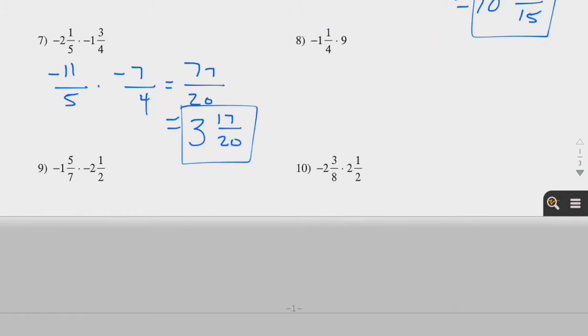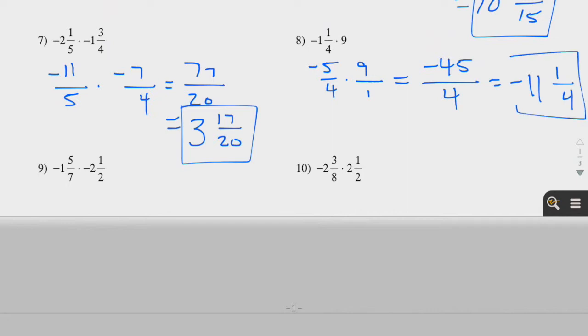Number 8. -1 1/4 times 9. So we do 4 times 1 is 4, plus 1 is 5, so we get -5 over 4 times 9. We can write over 1. Nothing reduces, so we multiply straight across. -5 times positive 9 is -45 over 4. 4 goes into 45 11 times. Got to keep that negative. -11 times 4 is -44. -45 minus -44 rather gives us 1 left over, 4, so we end up with negative 11 and 1/4.